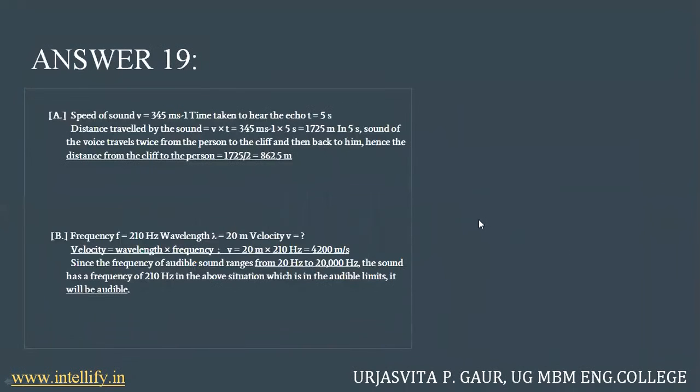We just need to understand here the speed of the sound. What is the speed of the sound? It's given to us to be 345 meters per second, and the time taken to hear the echo is also given to us to be 5 seconds. So the distance traveled by the sound is going to be the velocity into the time. That is 345 into 5 seconds, which gives us 1725 meters.